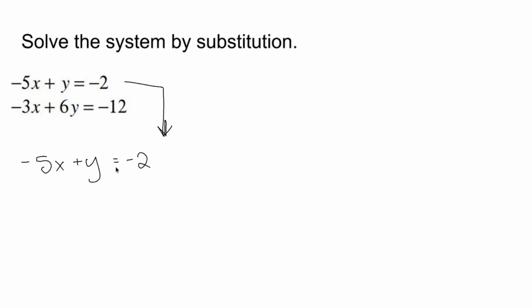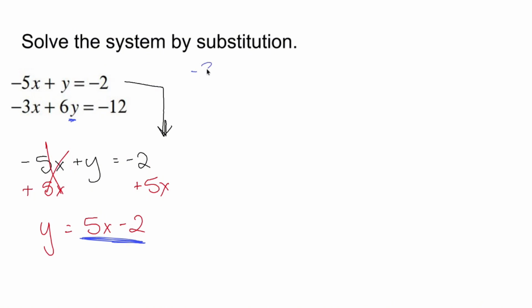Now, the way we get y all by itself is we do the opposite of negative 5x, which is add 5x to both sides. So y is now equal to 5x minus 2. Now I did this by rewriting the top equation. Now that I have the top equation, I'm going to replace the bottom equation by plugging in 5x minus 2 into the y down there.